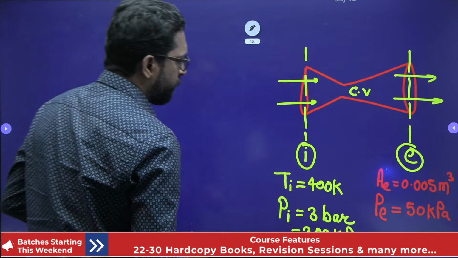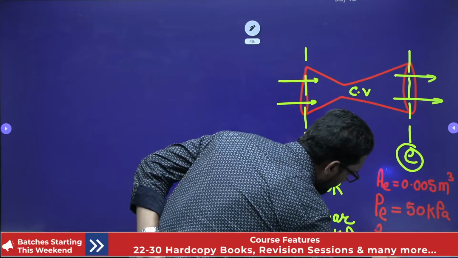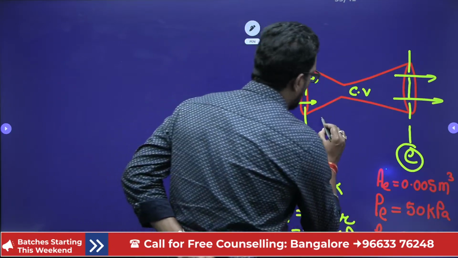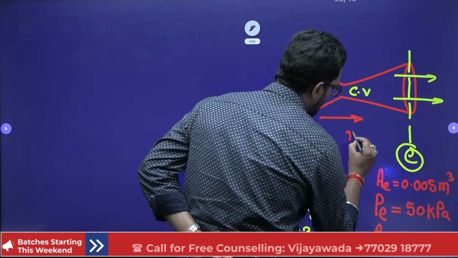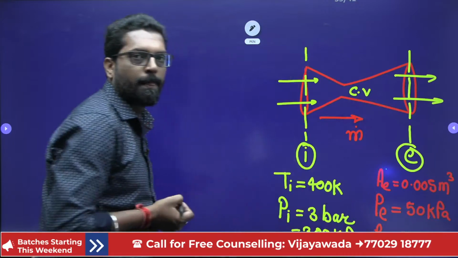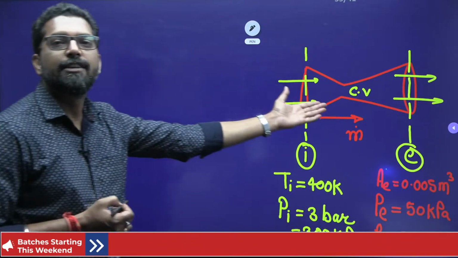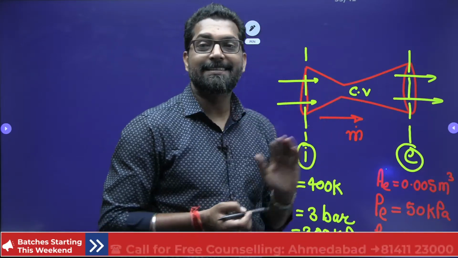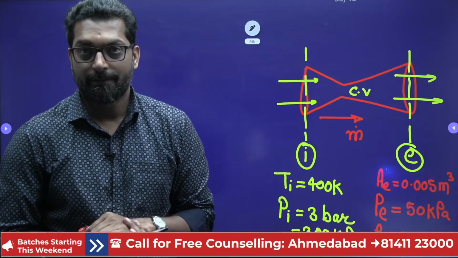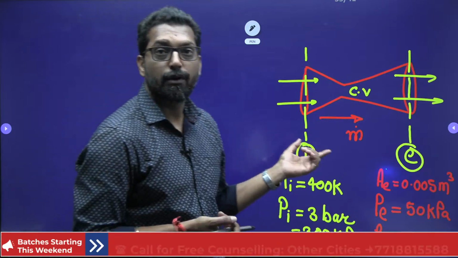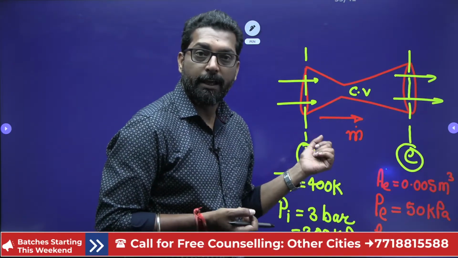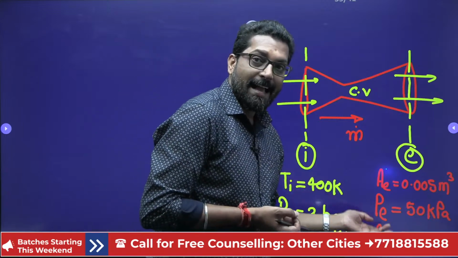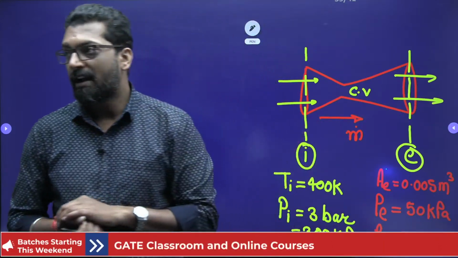Now we have to find the exit density and the mass flow rate. This is also a steady device. That means the mass flow rate at inlet is the same as the mass flow rate at exit. This is also a steady flow device. So we have to find the exit density and the mass flow rate. How to find it? Just think.